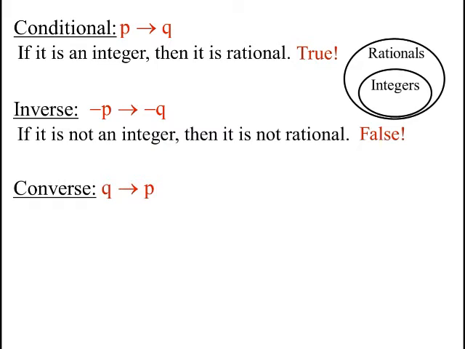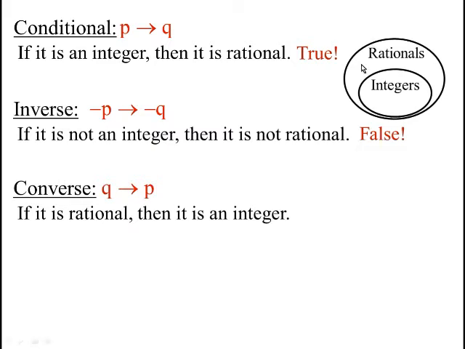So we're saying if it is rational, then it is an integer. Well, that's not true either, because you could have a fraction of 1/2. It's rational, but it's not an integer. So that's also false. No relationship between a converse and its conditional.